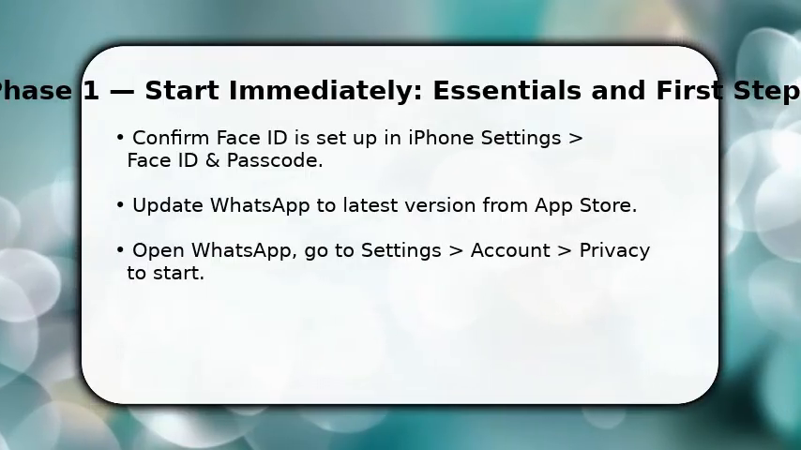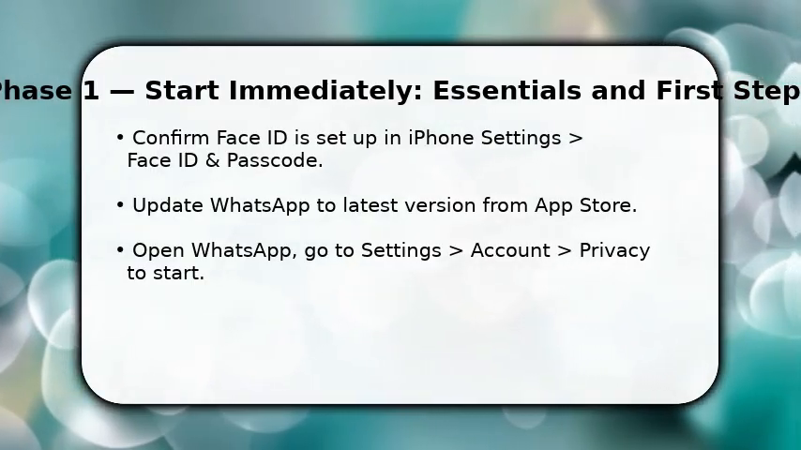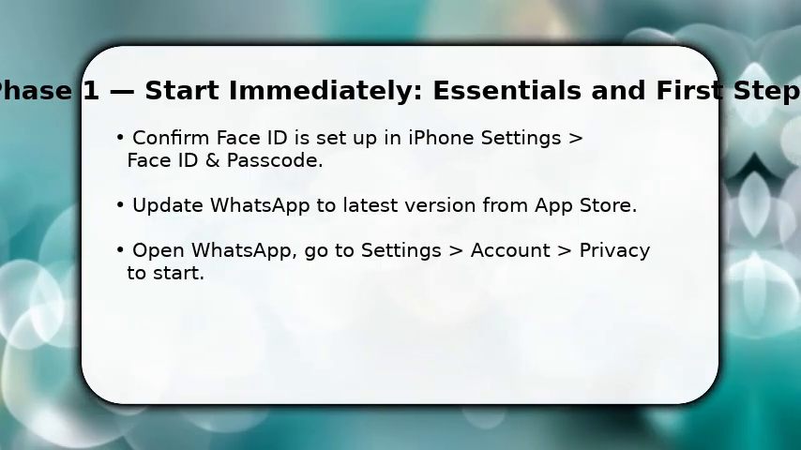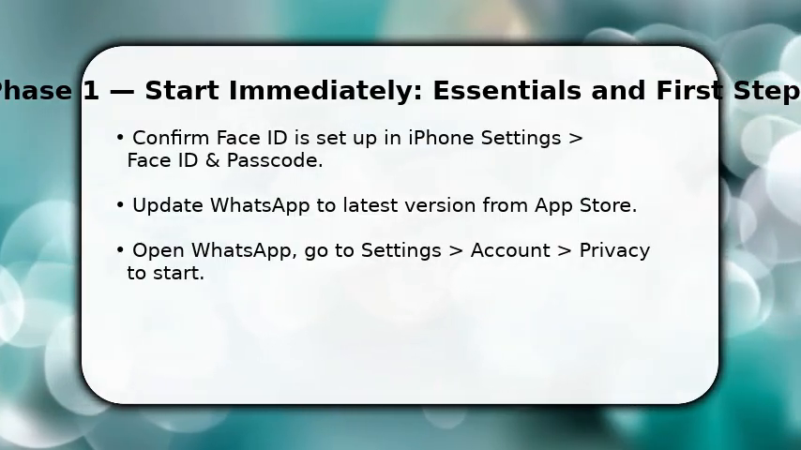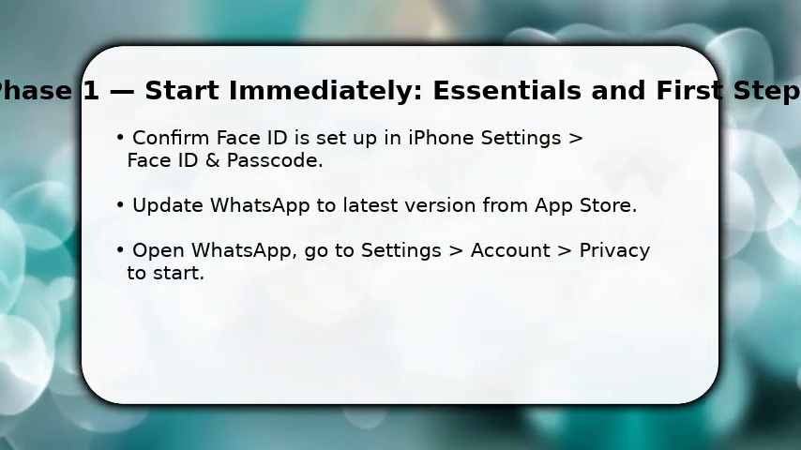You already set Face ID on your iPhone, so start in WhatsApp now. Open Settings and tap Account. Once inside, choose Privacy, you're steering toward App Lock. Make sure WhatsApp is updated so Face ID options appear. Otherwise, you'll only see a passcode option.